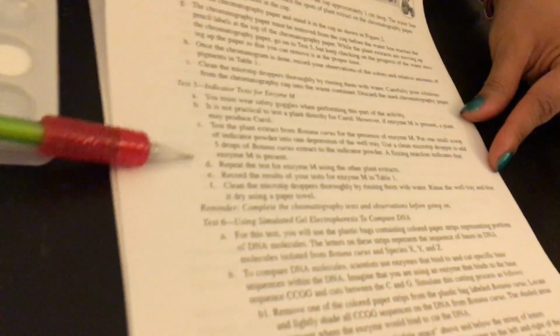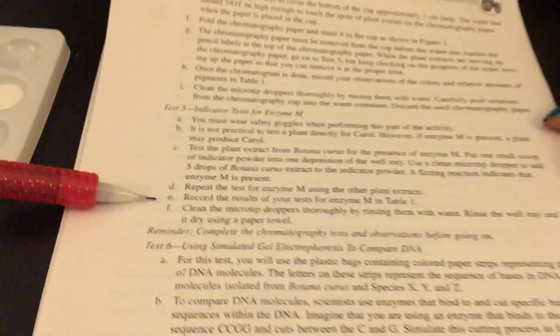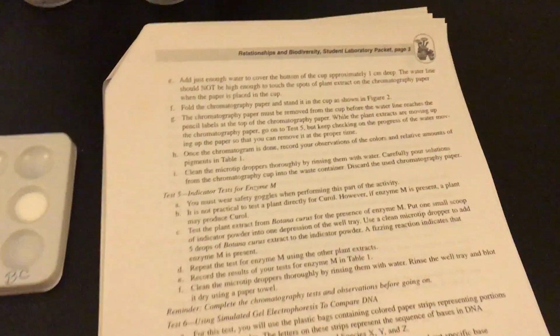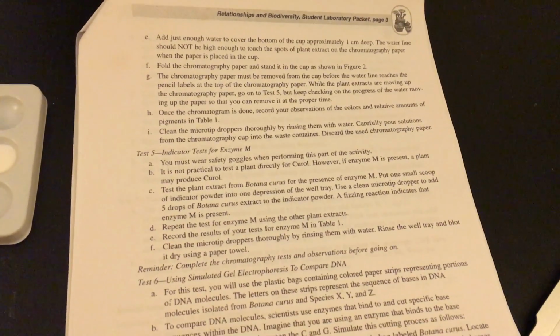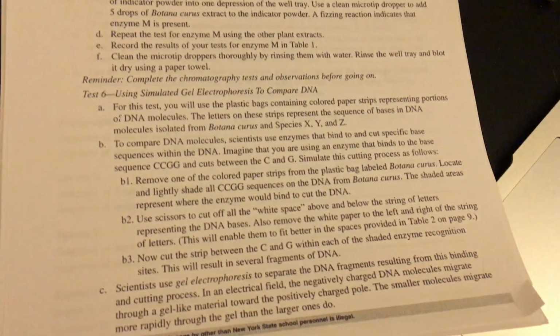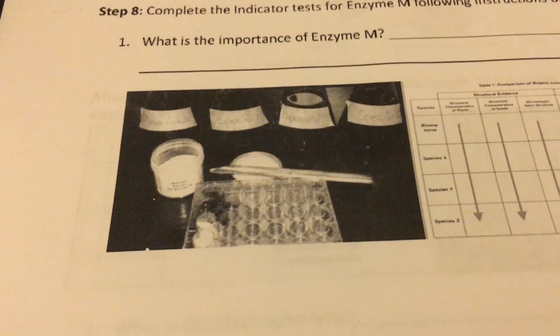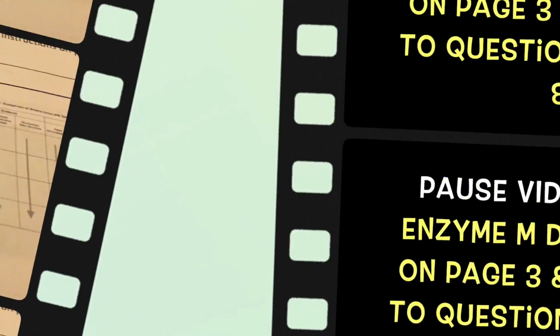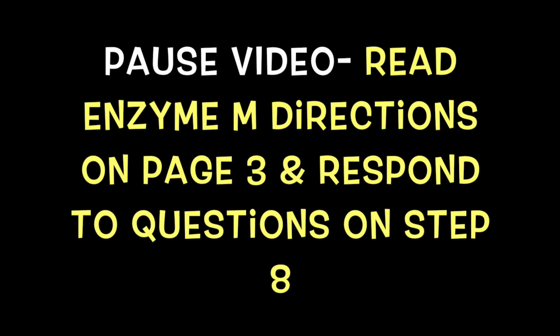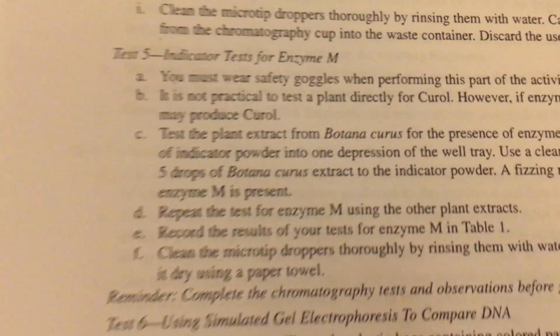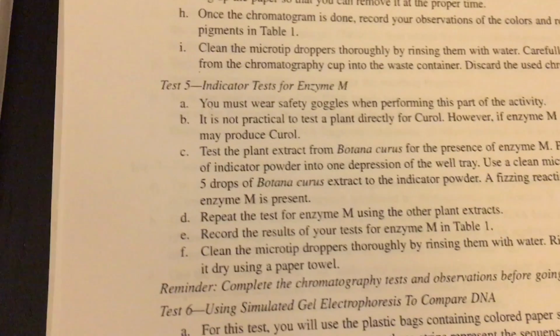In order to conduct the test for enzyme M, you will turn to page 3 on your lab report and read the portion right below test for enzyme M. These directions will tell you the purpose of the test and why you are testing for it and what you should expect to see. Please read that and then complete the corresponding question that asks you the importance of enzyme M. Once you have read these brief directions and you've responded to the question, you will move on to the test.